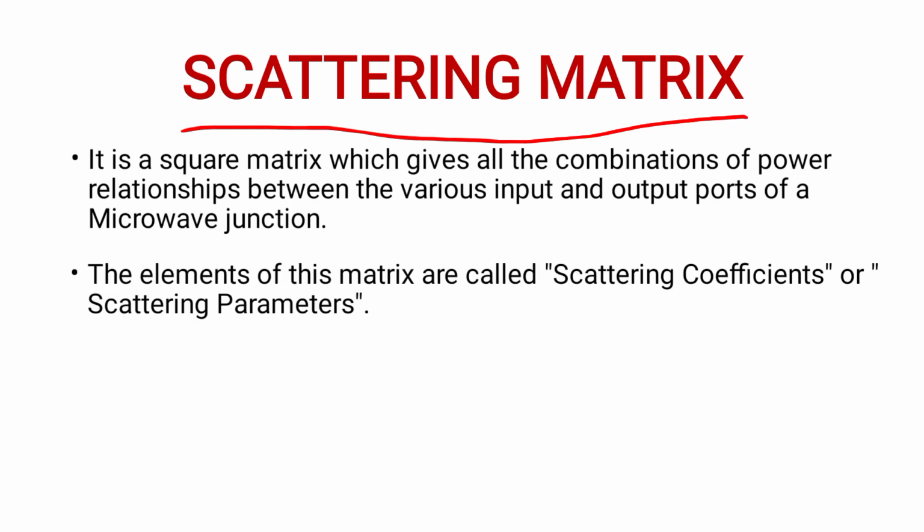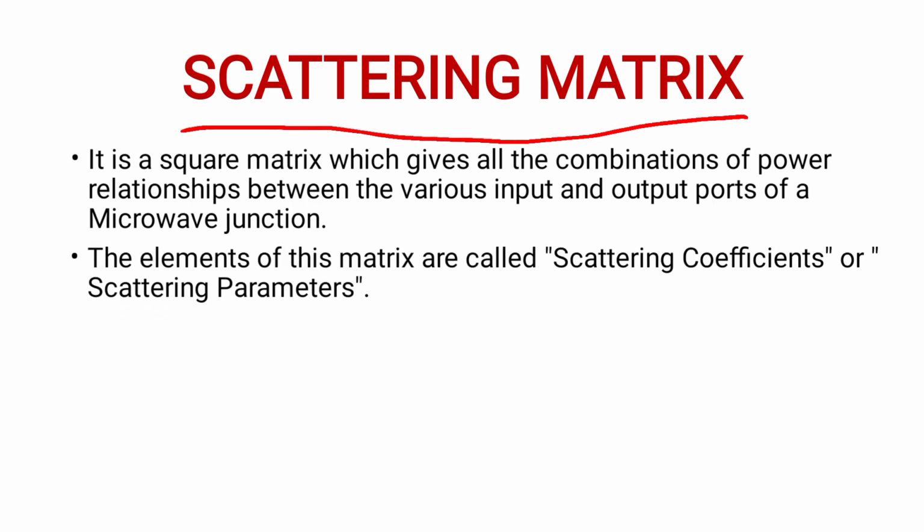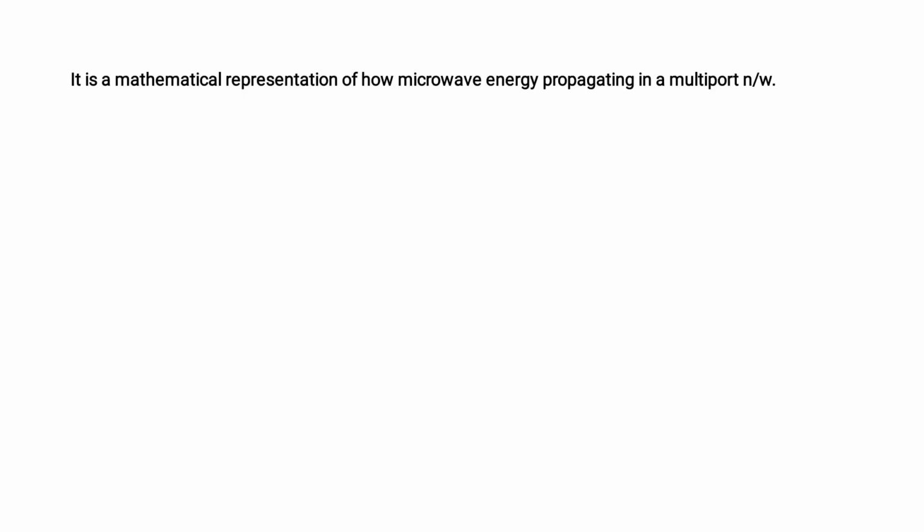The next point is that the elements of this matrix are called scattering coefficients or scattering parameters. We know every matrix has some elements, and each element in a scattering matrix is known as a scattering coefficient or scattering parameter. Now, it is the mathematical representation of how microwave energy propagates in a multi-port network.